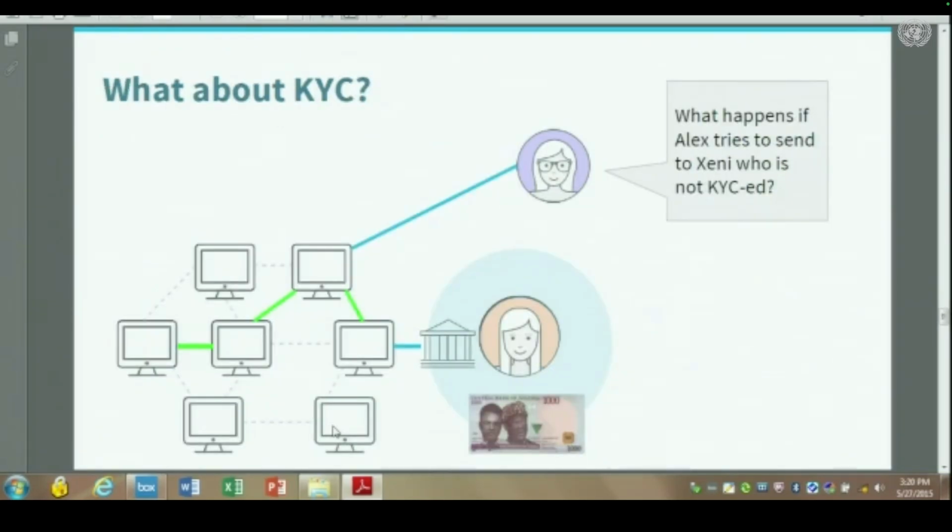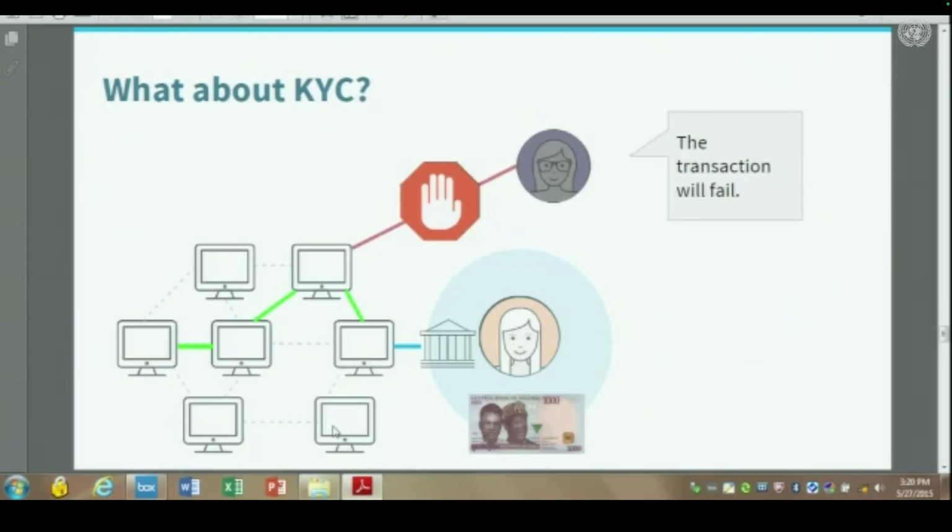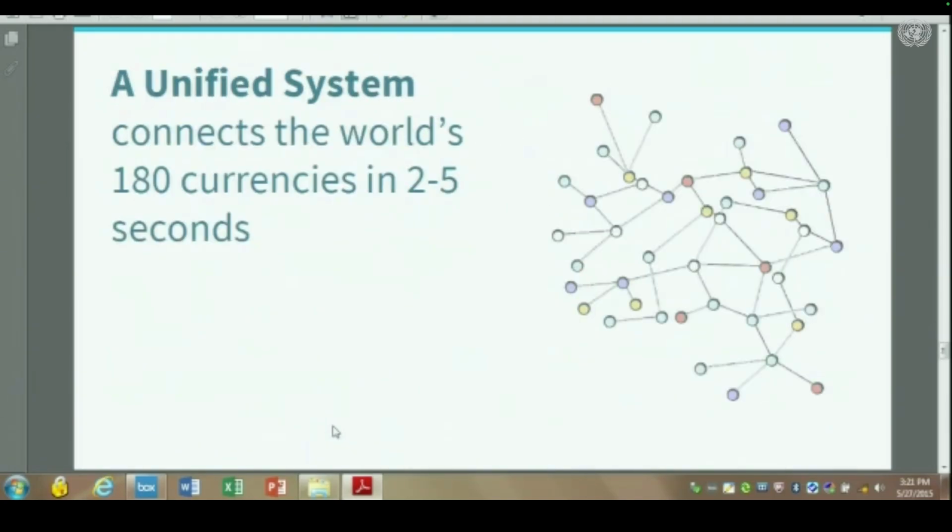So what about KYC? How does KYC work in here? Every gateway is able to flag a setting where they can say, if this user is KYC'd, then I will allow my transaction to flow to that person. So if Alex tries to send the transaction to Zenny who is not KYC'd, the network will automatically reject the transaction and the transaction will fail. So it allows that remittance company on the front end to decide who is able to access it on the other end. So that's it in a nutshell.